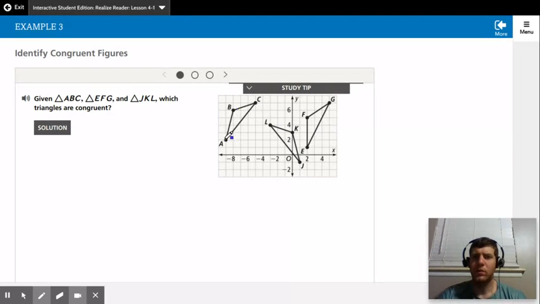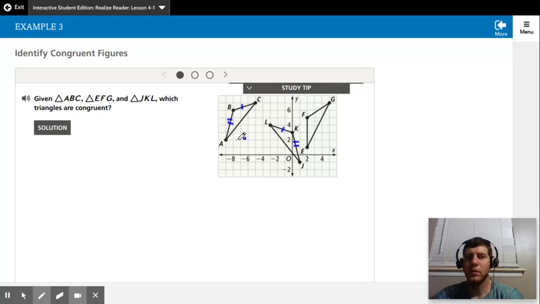So from A to B, we're going up 4 and over 1. Okay, and if we look at E to K, they're going up 4 over 1. So it looks like EK is going to be congruent to AB. We could match these up here. And again, there's no over on this one. It's just up 4, so that one's not going to work.